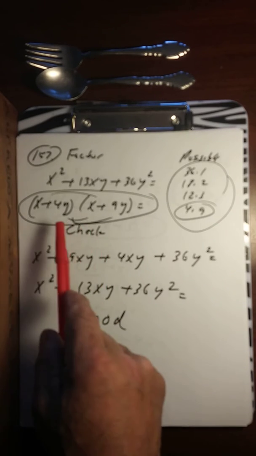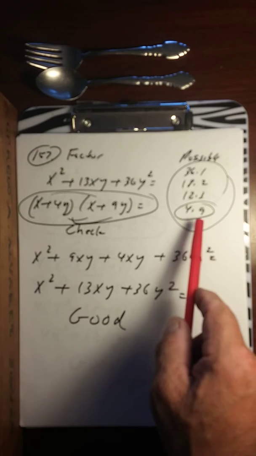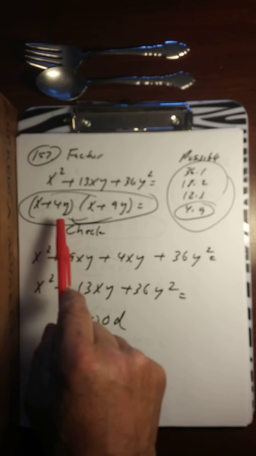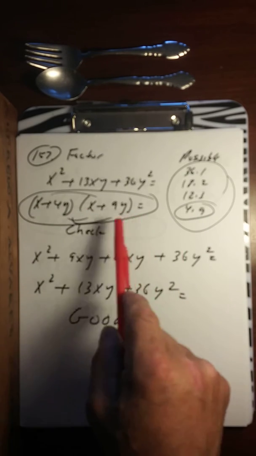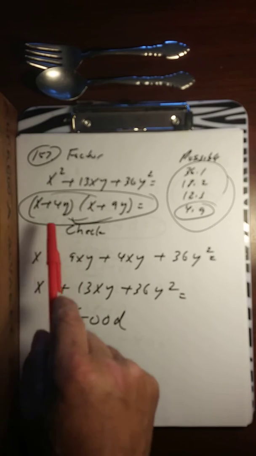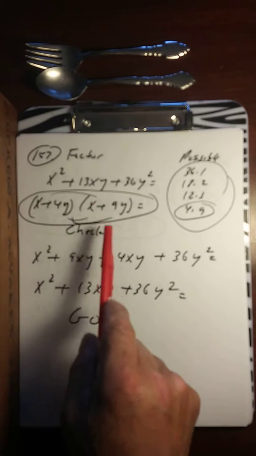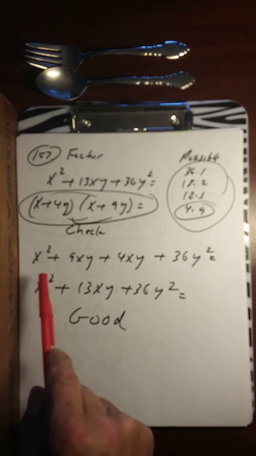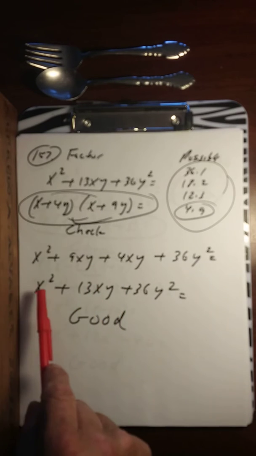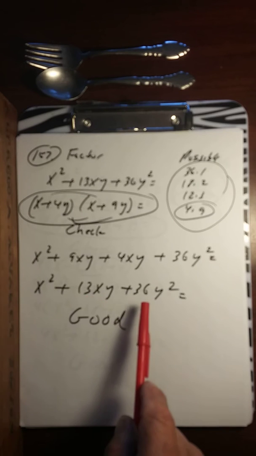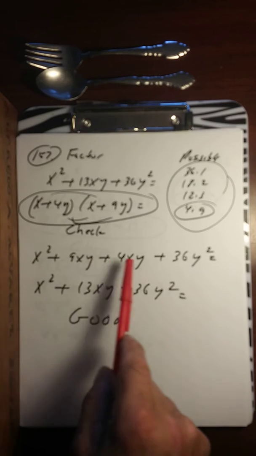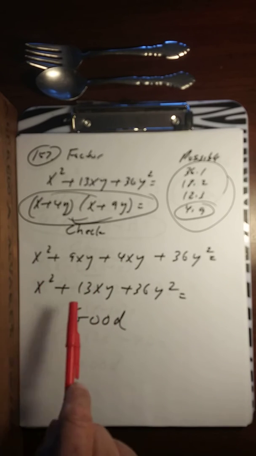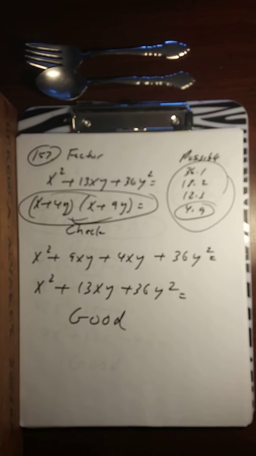Factor this. Our guess is going to be 4 and 9. Okay, x plus 4y, x plus 9y. Does that work? Let's see. X times x, x squared. That times that's going to be 9xy. That times that is 4xy. And that one times that one is 36y squared. So x squared and 9 and 4 is going to be x squared plus 13xy plus 36y squared. Don't change the powers. Just add: x squared plus 13xy plus 36y squared.